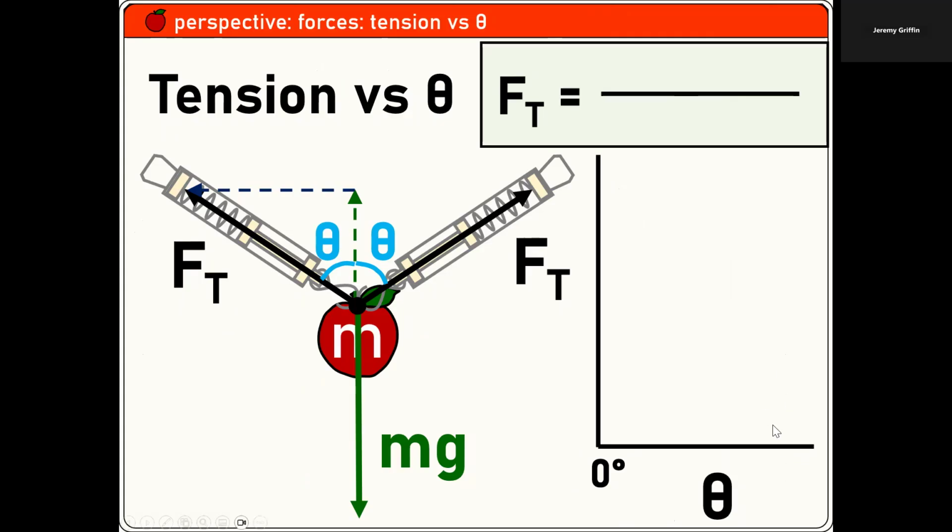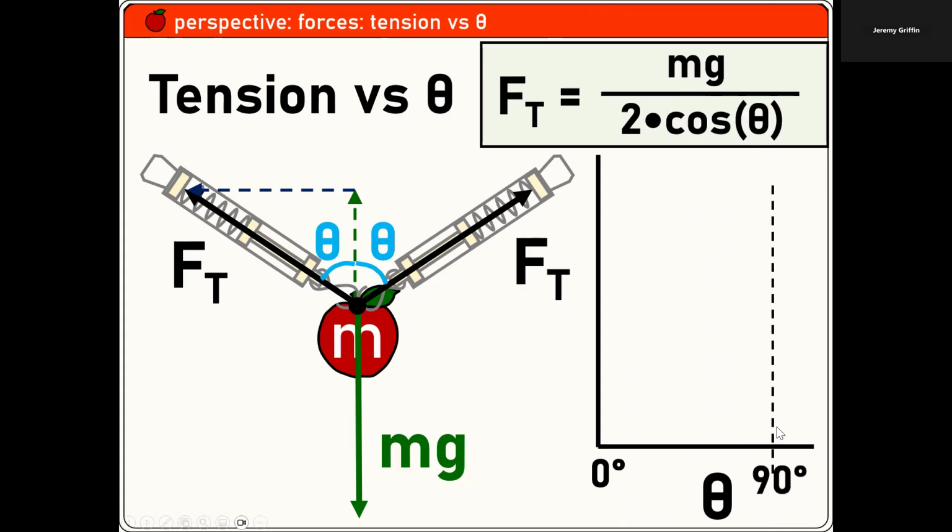Does this have a vertical asymptote? At what angle? At 90 degrees? Remember, this theta can never reach 90. That would be a perfect T. You can't do that, right? You can't create a perfect T.